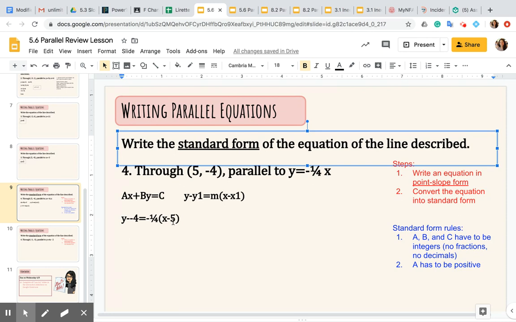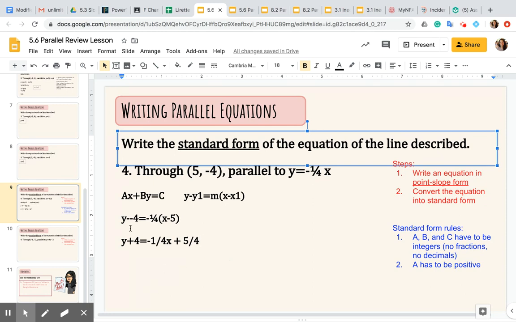Okay, so let's keep going here. I'm also going to simplify these double negatives. So my next line of work, I'm going to write y plus 4 equals, and I'm going to distribute. Negative 1/4 times x is just negative 1/4 x. Negative 1/4 times negative 5, well, the two negatives are going to give me a plus. And then 1/4 times 5, if you work this out on paper or using a calculator, that's going to give us 5/4. Okay? All right, so far so good.